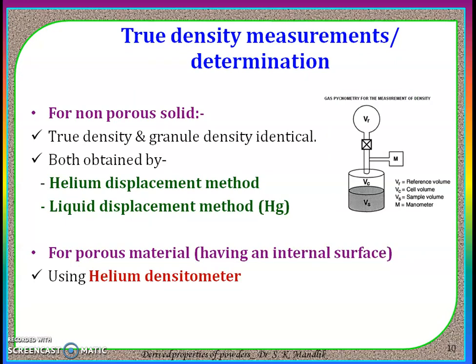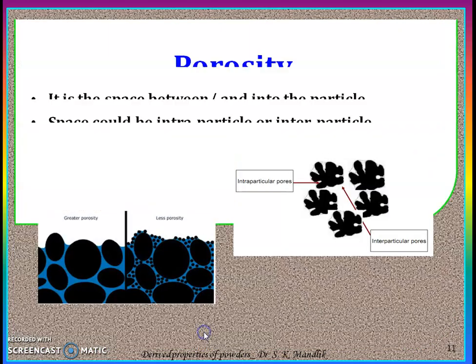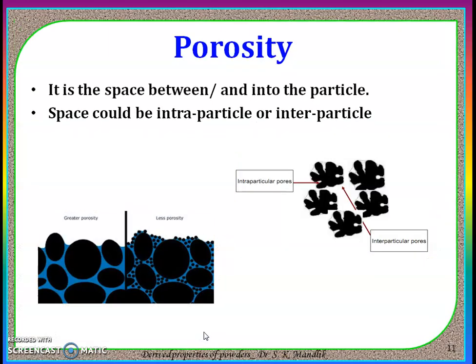The true density can be measured by different methods. This depends on the nature of the powder. For non-porous solids, the true density and granule density are identical, and both can be obtained by the helium as well as mercury displacement method. For porous material having an internal surface, the helium densitometer is used. So, these are the different densities.